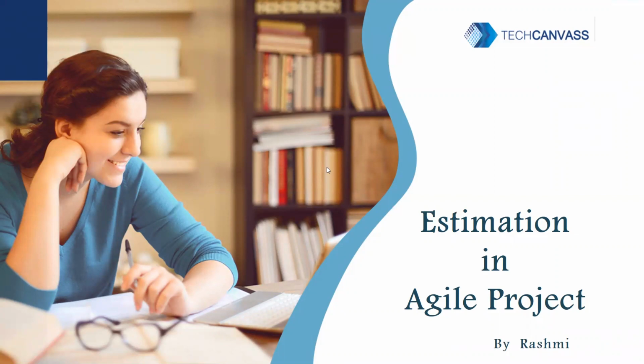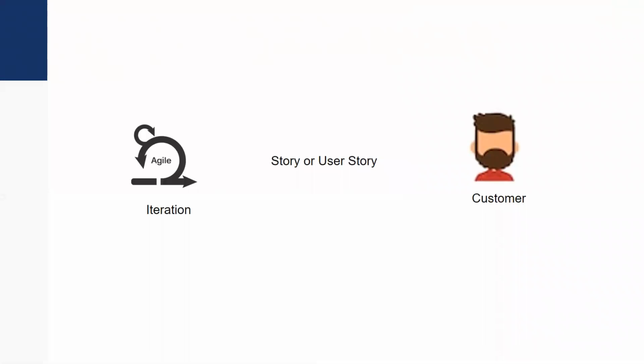In this video, we will discuss estimation in an agile project. Let us get started. In any agile project, we refer to tasks to be worked upon as a user story. After a scrum iteration of development, this story needs to be delivered to the customer in working condition. The story size needs to be estimated so that it can be worked upon.